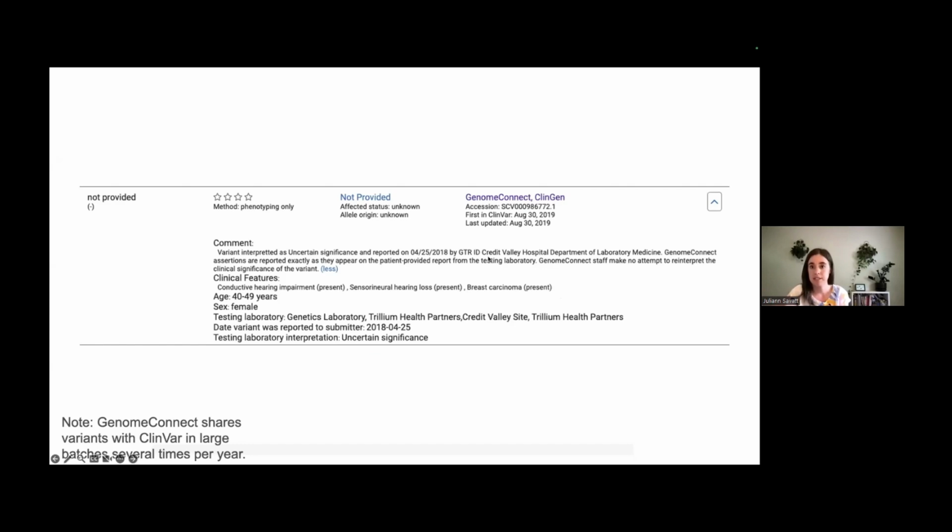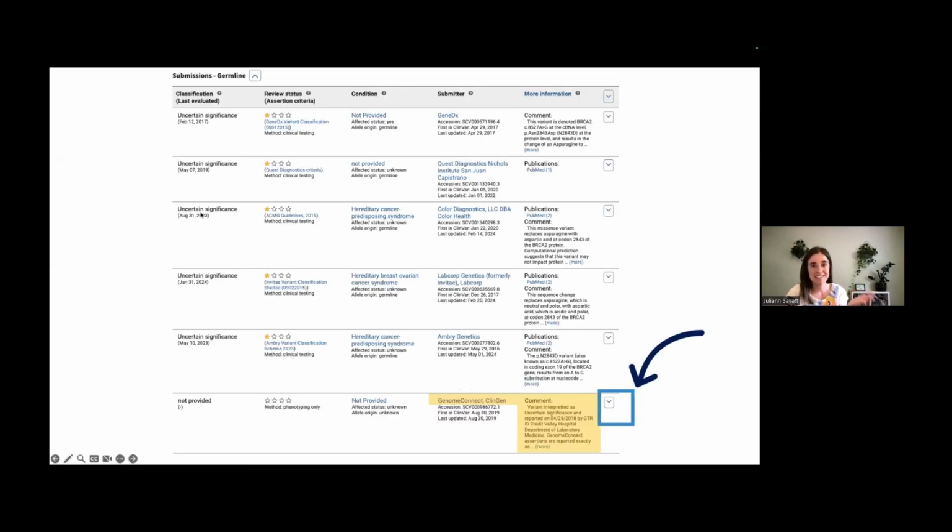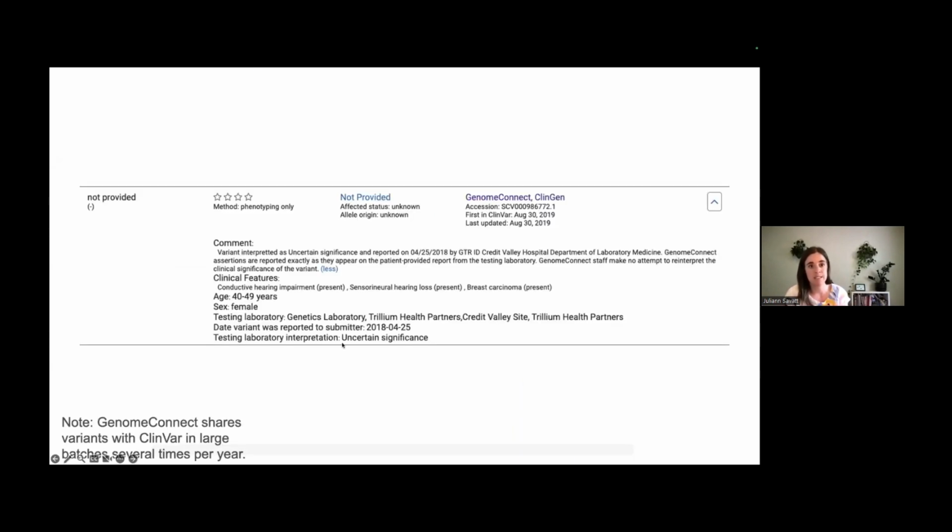The GenomeConnect submission differs a little bit from the laboratory submissions in that we're providing these additional details if we have them. Most labs submit many variants at one time, and because of that, their submissions are often very high level. They'll say, my classification is uncertain significance, and that's really it. But because we're interacting with participants, with patients who've had testing, we can provide a few more details, including that health history information. And if we know if the variant was passed through the family, we can also include that.